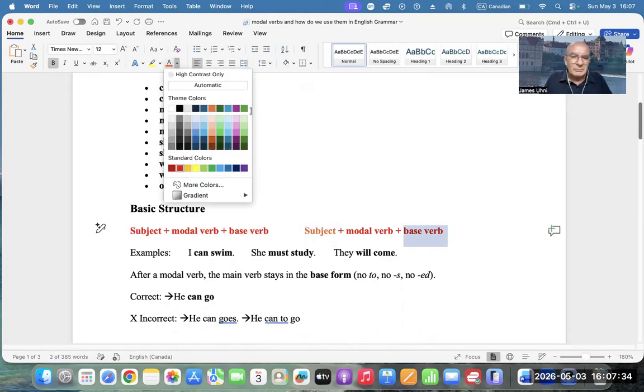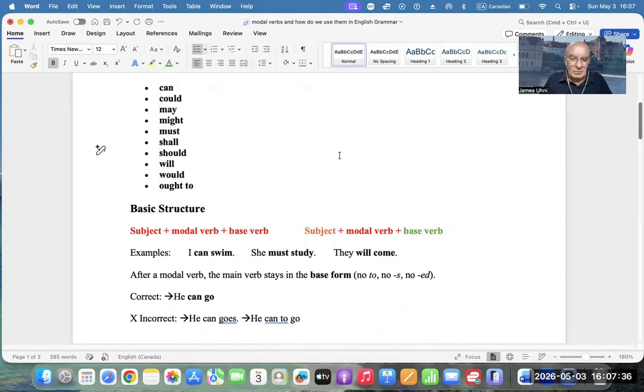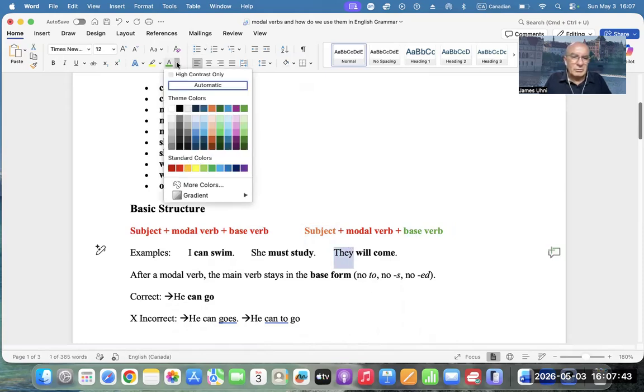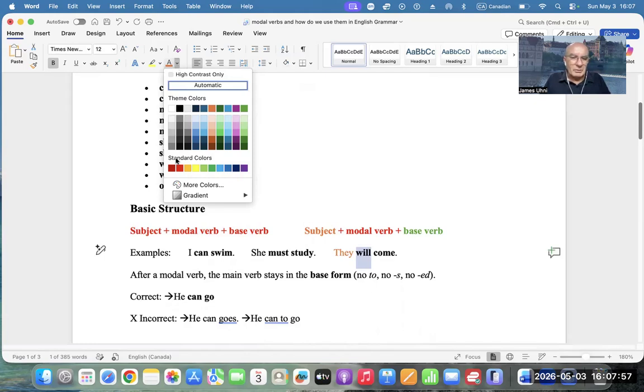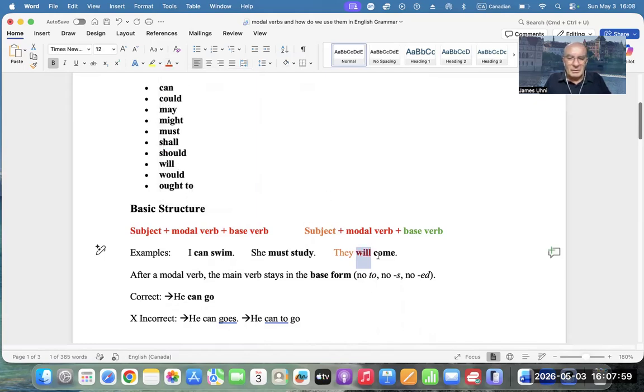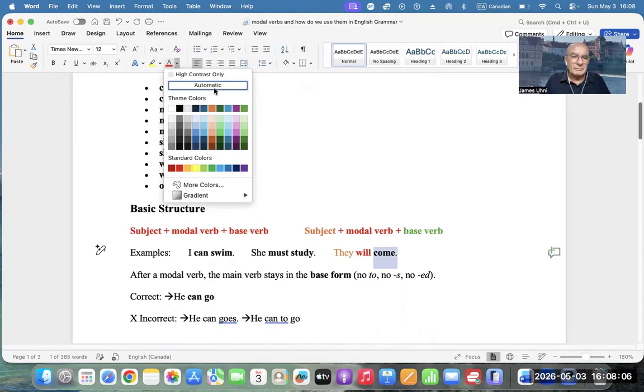So what are we going to do? Let's go. They is the subject, right? So that should be orange. Will is a modal verb. Even though it is future form, it is still modal. So we'll keep it red. And then we have come. Come is the base verb of the verb come. So it will be green.